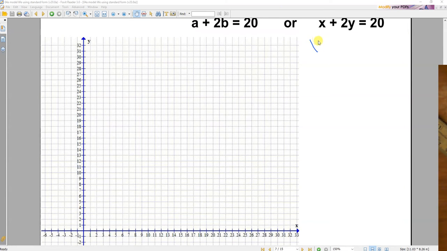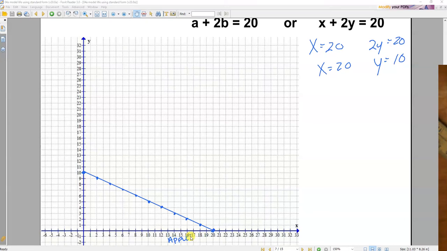So I know that x equals 20 and 2y equals 20. So x equals 20 and y equals 10. Connecting the dots with a line. And here's what it shows us. All of these are good points, that's not a good point, but this. So this is apples. These are bananas.